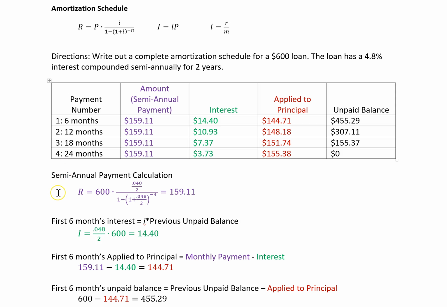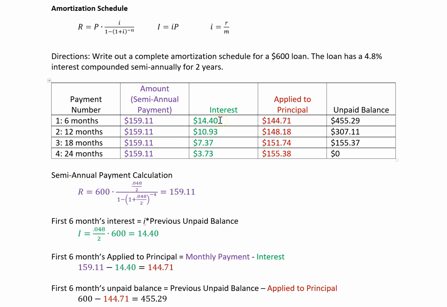First thing I need to do is calculate what the semi-annual payment will be. In loans that get paid every single month, this is a monthly payment. So I substituted all the values I have into the formula that we used earlier. We find out that the amount to pay semi-annually is $159.11. That will stay the same all the time. It's always $159.11.